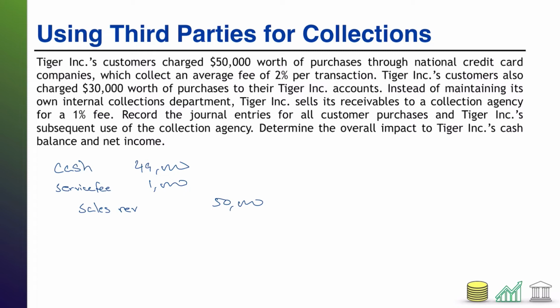Now, let's deal with the sales that were made on Tiger Inc. accounts. So on Tiger Inc. accounts, you would record accounts receivable from your customers. Now, in this case, it was $30,000. And you'd record your sales revenue, $30,000. Now it says, subsequent to this, Tiger Inc.